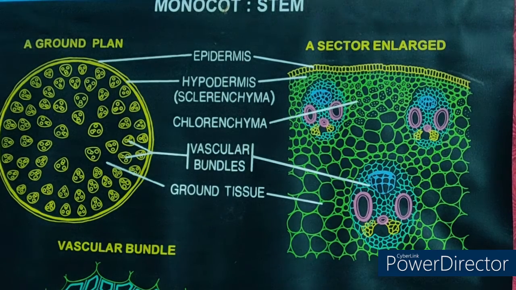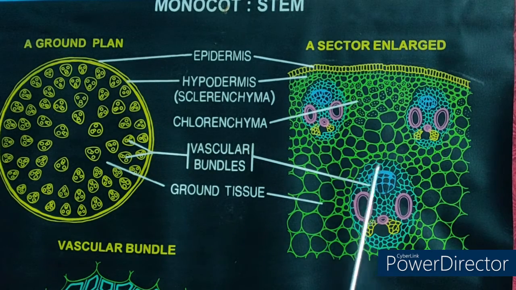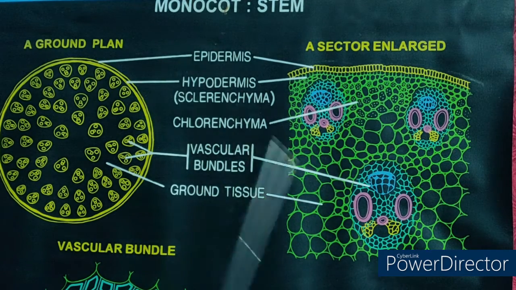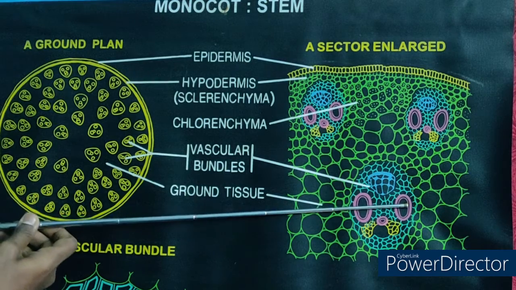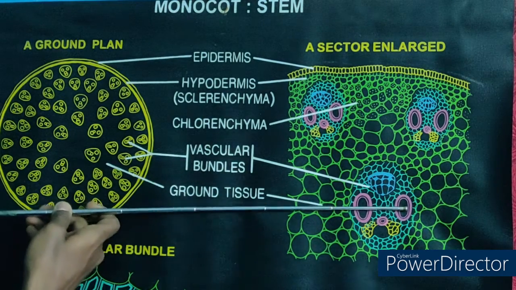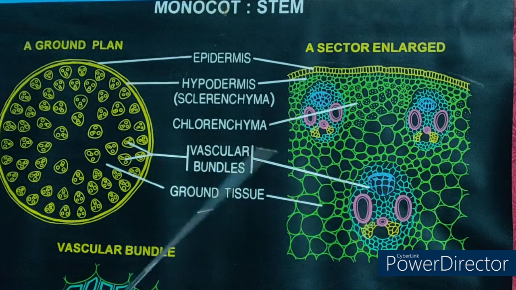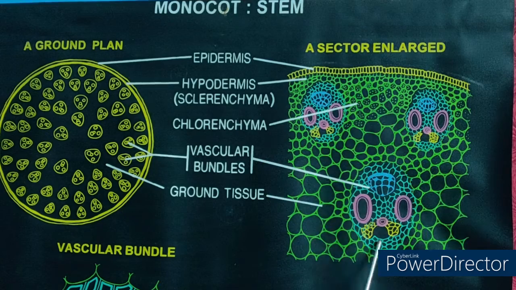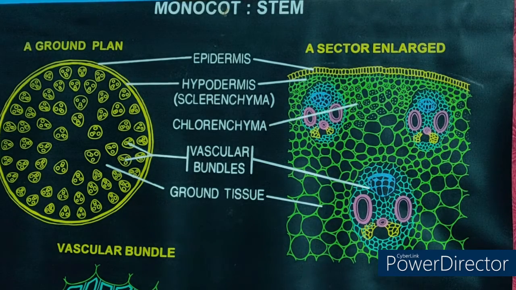Then the second one is collateral. What is collateral? There are no two phloems. Even in the last topic I said, if xylem is there and phloem is there, that is known as collateral. If you have phloem on both sides of the xylem, that is known as bicollateral. Here you don't have two layers of phloem, so that's why it is known as collateral.